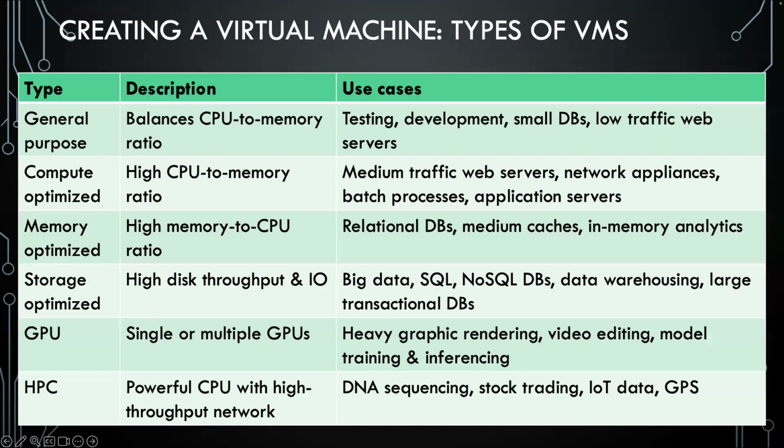But in general, we have different classes of virtual machine sizes. So we'll have general purpose. Most of what we're going to use this semester is going to have a nice balance of CPU to memory. So unless you have a need for a custom size, general purpose is fine. There's going to be compute optimized, which has a higher CPU to memory ratio. That's really good for medium traffic web servers, network appliances, batch processing, application servers, those things. Memory optimized sizes are going to be really good for caching, right?